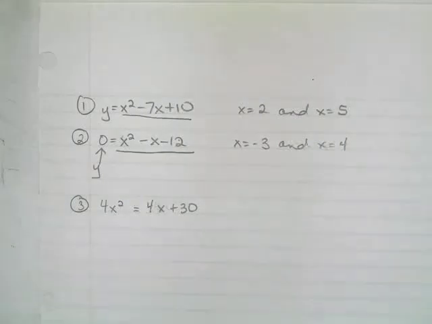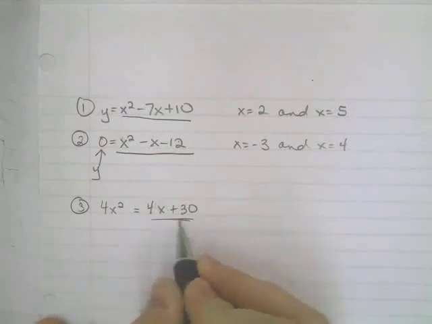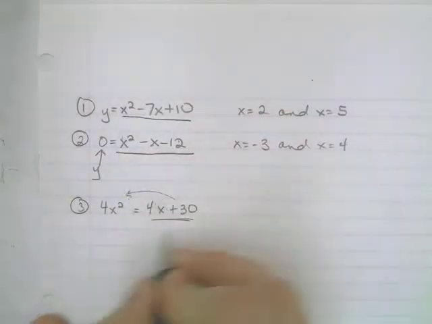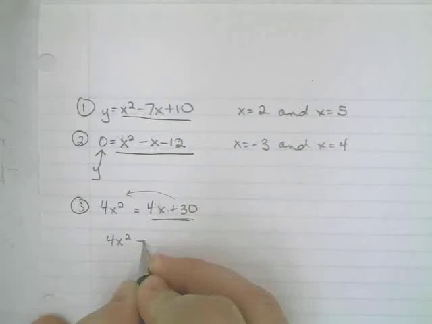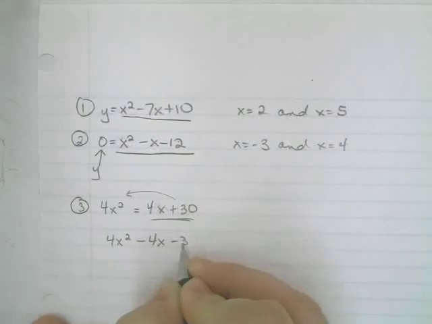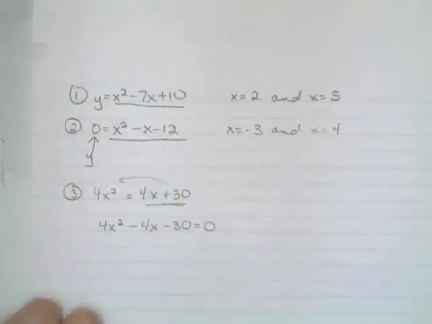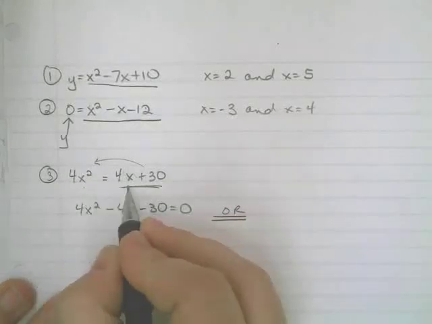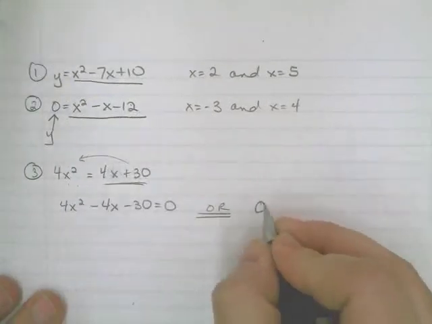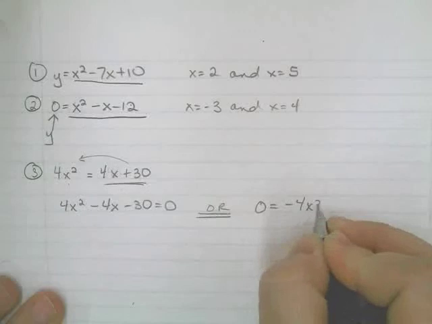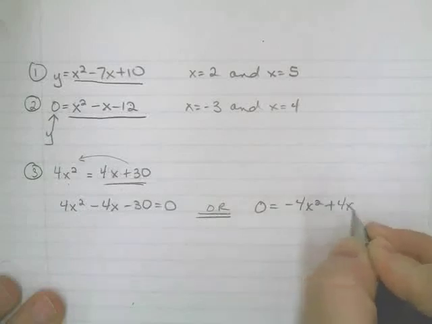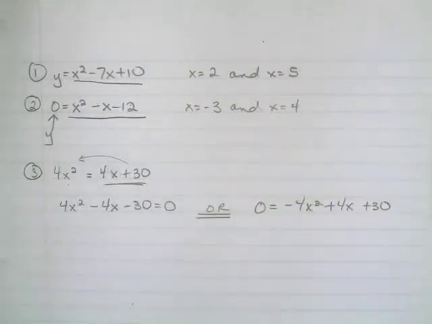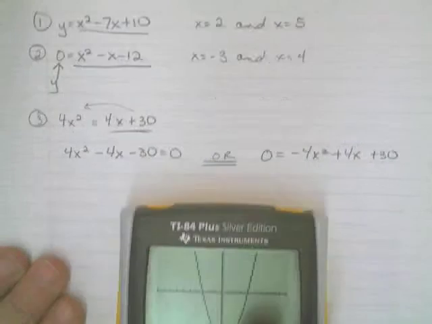So you could do two things. They both will work out. I can either move these two over here, and it becomes 4x squared minus 4x minus 30 equals 0. Or I could have moved the 4x squared over, and had 0 equals negative 4x squared plus 4x plus 30. Both of these things are going to give me the same answer when I graph them.